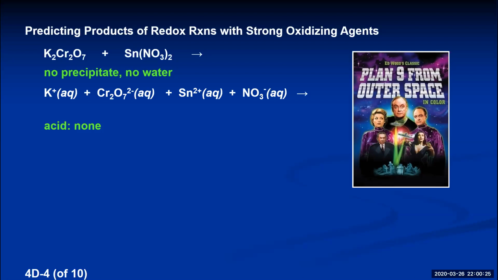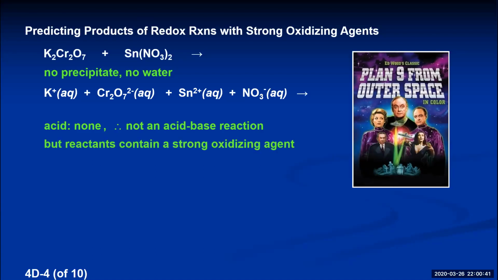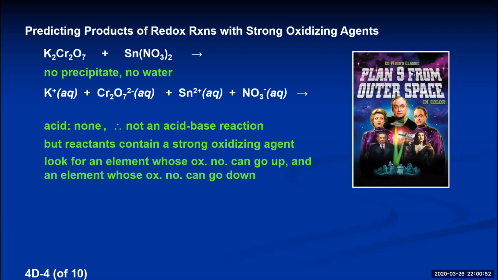But whether you recognize that or not, if you ever see in your reactants one of the strong oxidizing agents we've talked about, and there is, in this particular reaction, a dichromate ion present, then that means you're going to predict it's going to be a non-obvious oxidation-reduction reaction. So the reactants contain a strong oxidizing agent, and the way you predict the products is by calculating the oxidation numbers of all the elements in the equation. And here's what we're going to do with that. Okay, we look for an element whose oxidation number can go up and another element whose oxidation number can go down.